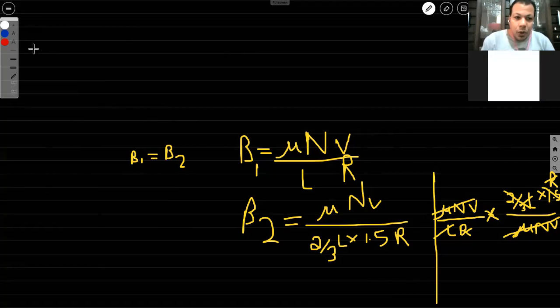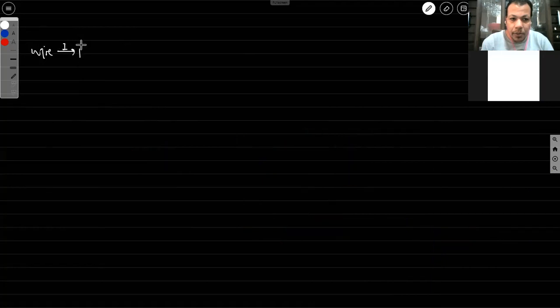So again, for a wire carrying a current, turn it into a magnet, as we said. Let's summarize. First of all, is it a straight line wire, a coil, or a solenoid? In case of a straight line wire, B will equal mu I over 2 pi D.